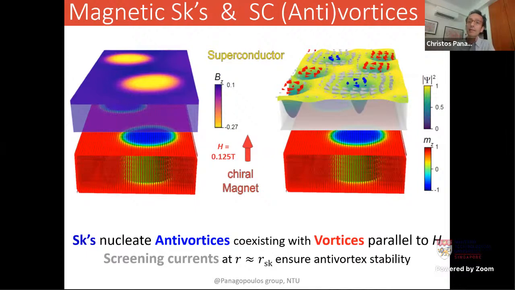Note the screening currents shown in gray color on the right-hand side. They circulate at a radius which is equivalent to the Skyrmion radius. And their purpose is to ensure the stability of the anti-vortices inside the superconductor.